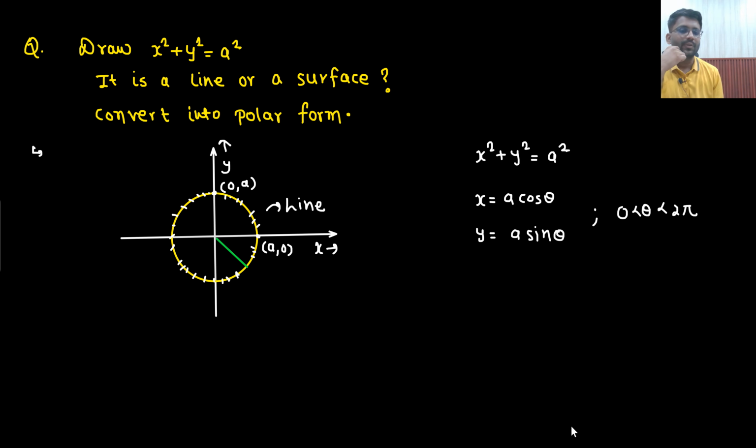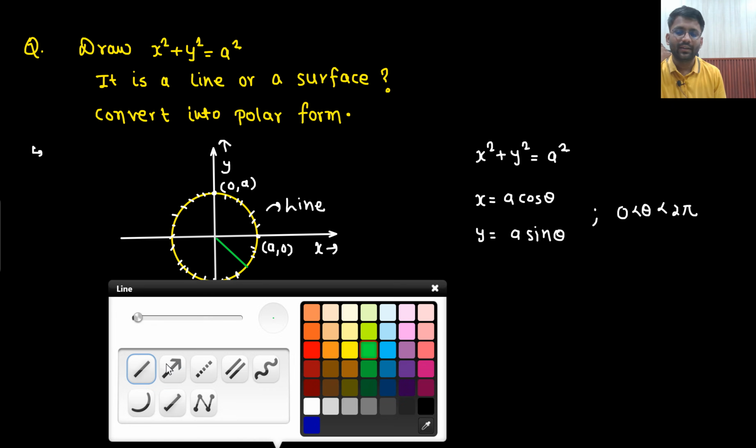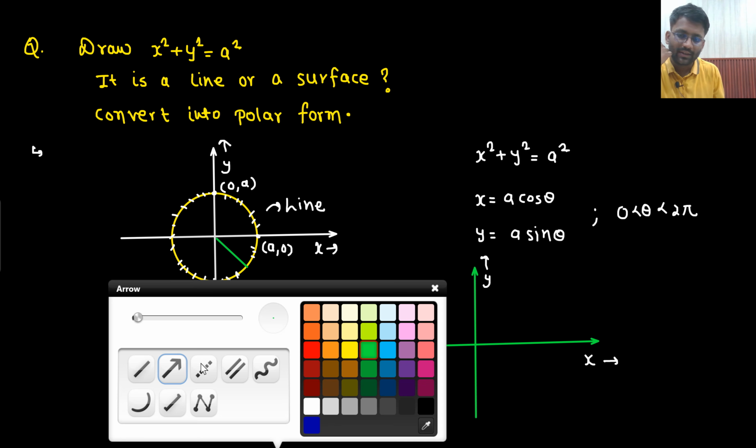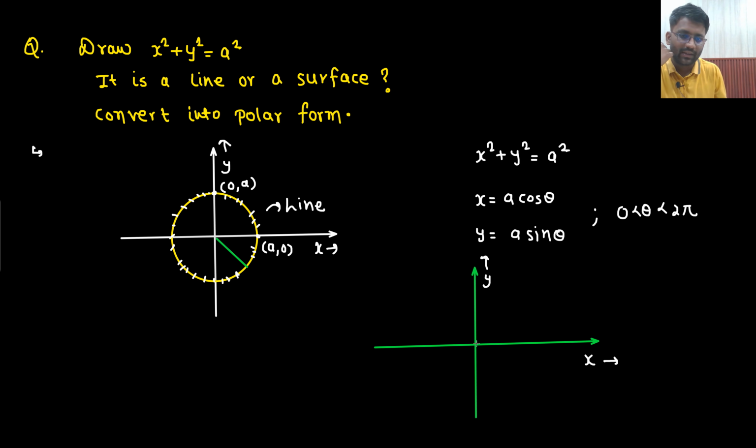Will that do my job? Yes, sir, absolutely. What I am doing is nothing special. In my xy plane only, I am making a vector a, which is making an angle theta with the positive x-axis. This vector a I am telling. So what is my x coordinate? x coordinate is a cos theta. What is my y coordinate? y coordinate is a sin theta.